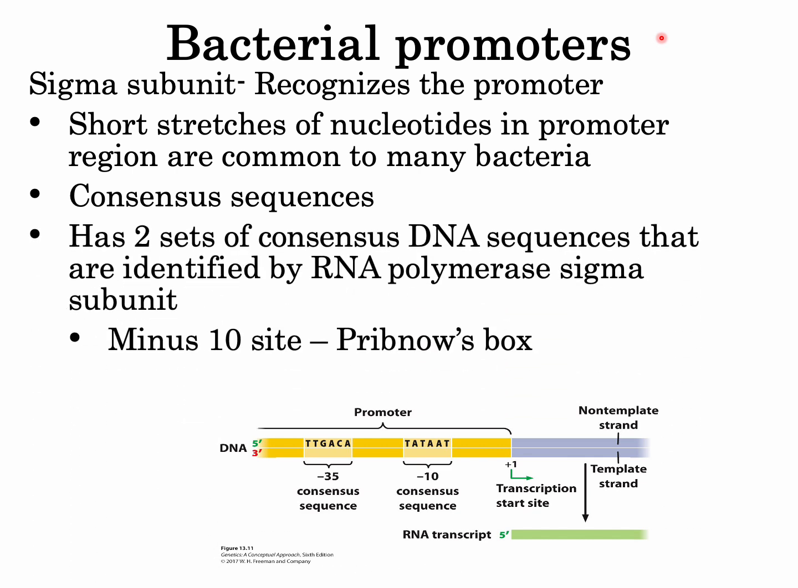Both of these regions are very important and can serve as promoter regions for the bacterial RNA polymerase sigma factor. So the sigma factor can locate both of these consensus sequences that are located in the -10 and -35 regions. The sequences are called consensus because they are conserved in many bacteria.